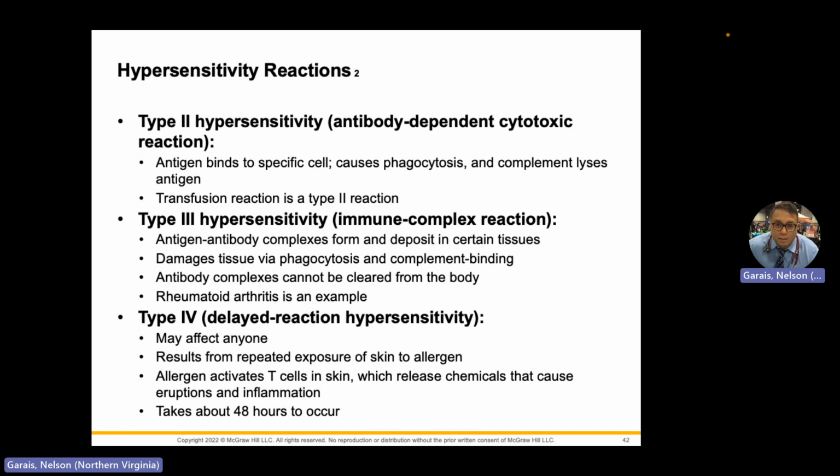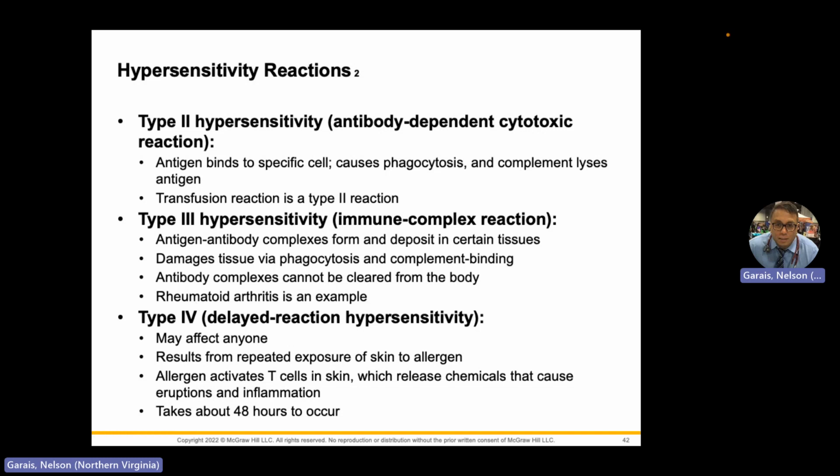Hypersensitivity type 2, I want you to think transfusion reactions. Several of you asked me questions about graft versus host disease. Well, transfusions and that kind of thing are under type 2 or antibody dependent cytotoxic reactions. Type 3, I want you to think of arthritis, right? Damaged tissue that no longer looks like your original tissue, and now your body sees that damaged tissue as a threat, and then you have inflammation, and that's what typically happens in your arthritides, specifically rheumatoid arthritis.